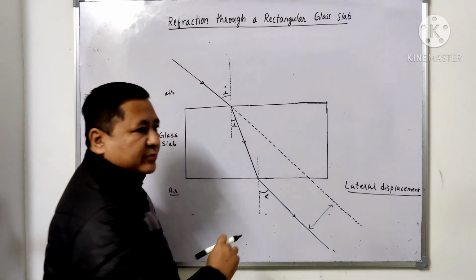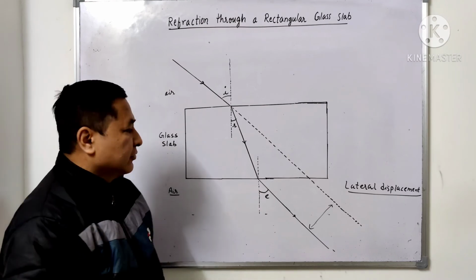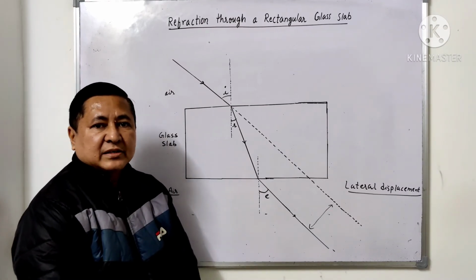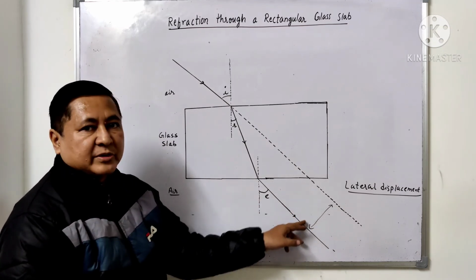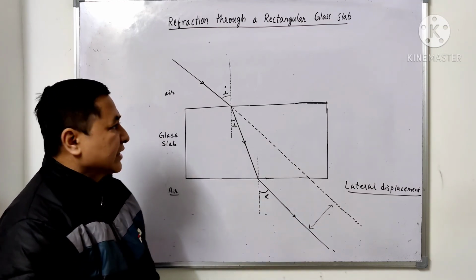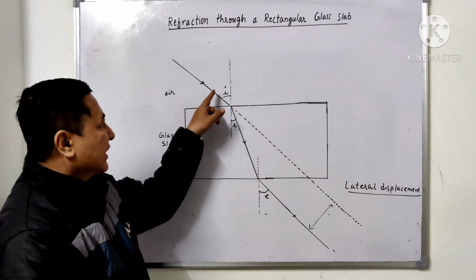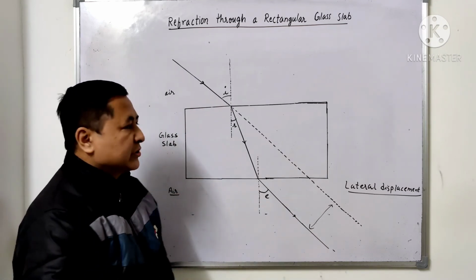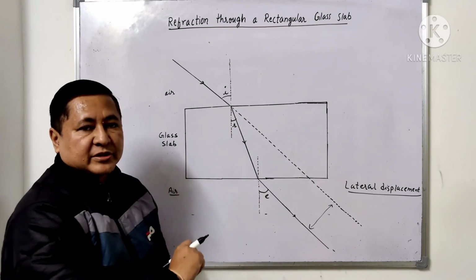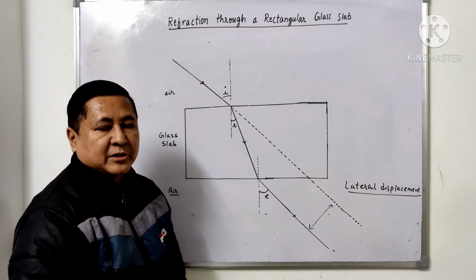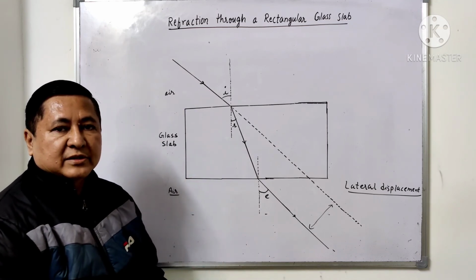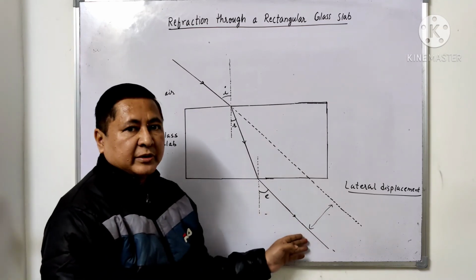And this lateral displacement depends upon three factors. The first is the refractive index of the glass slab. If the refractive index of the glass slab is more, the lateral displacement will also be more. Second, the angle of incidence. If the angle of incidence is more, then the lateral displacement will be more. That means the greater the angle of incidence, the more the lateral displacement. And third is the thickness of the glass slab. If the thickness of the glass slab is more, then the lateral displacement will be more.